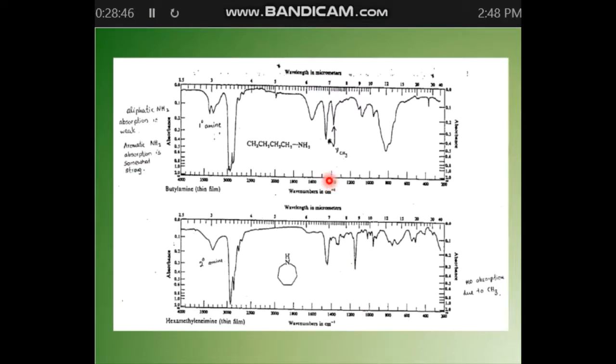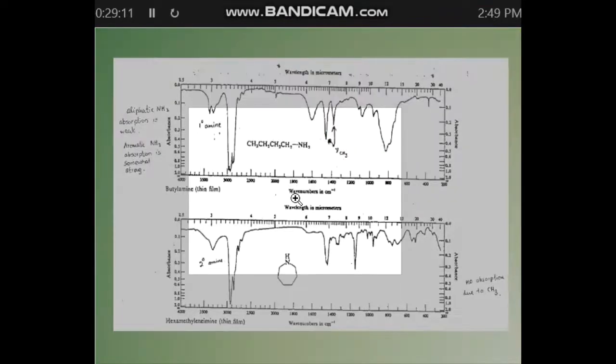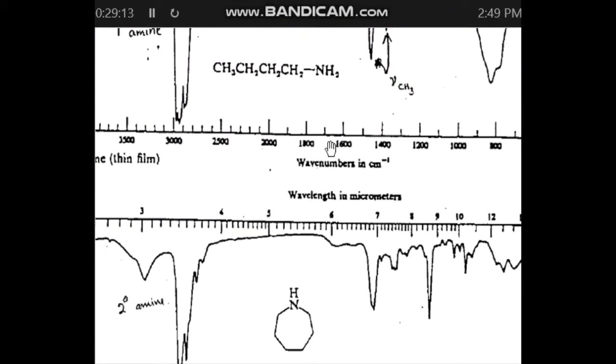This example is for an amine molecule. We have sp3 carbon hydrogen bands at 2900. Now in these two cases we have amines, but the first example is a primary amine and the second structure is a secondary amine.